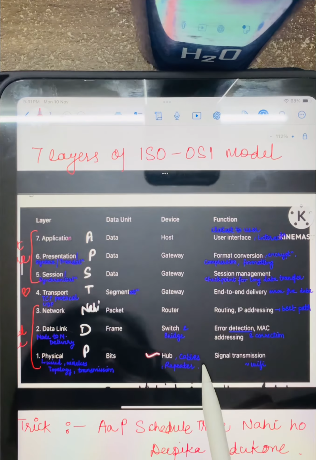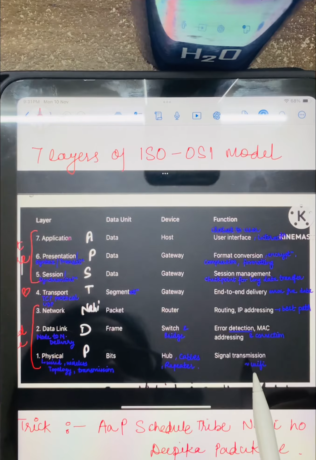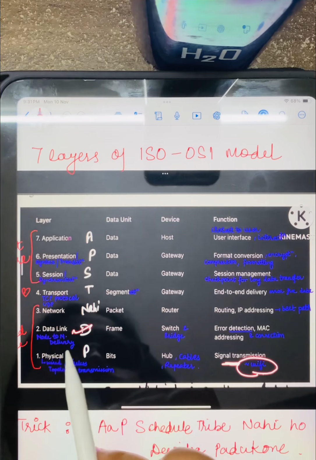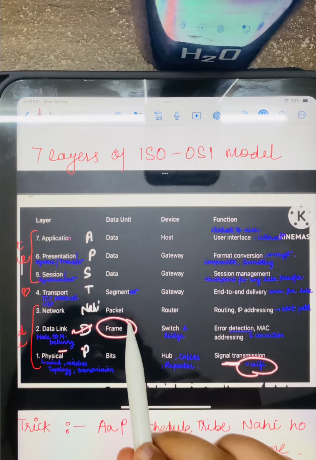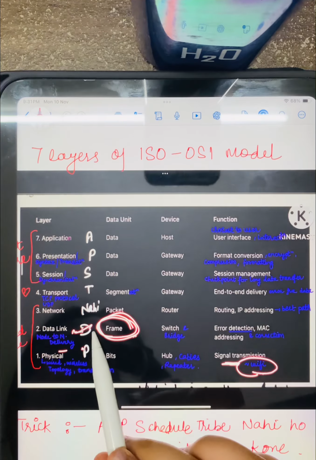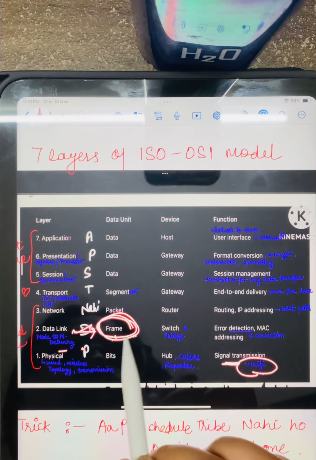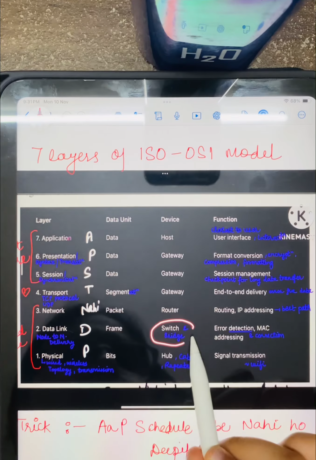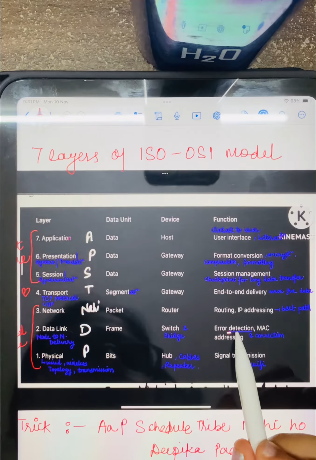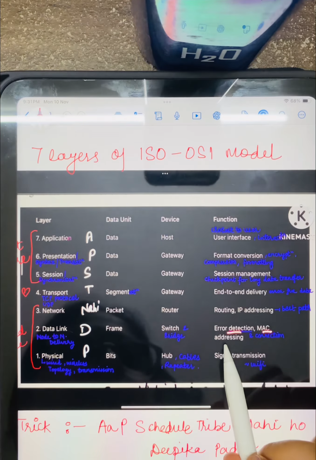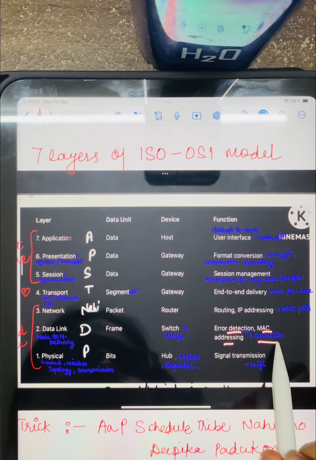Devices used are hubs, cables, repeaters in physical. And function is signal transmission through Wi-Fi. Data link is node to node delivery. Data link data unit. Data link में data unit is frame. Devices are switch and bridge. Function is for error detection, MAC address and correction.